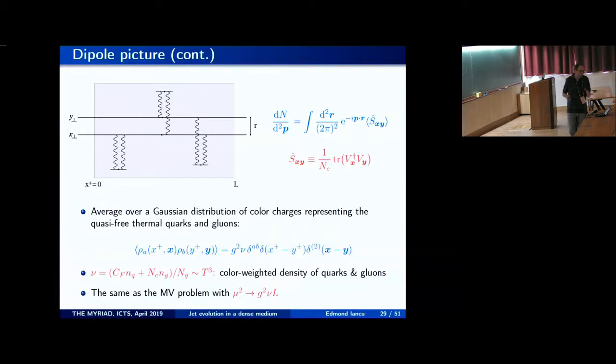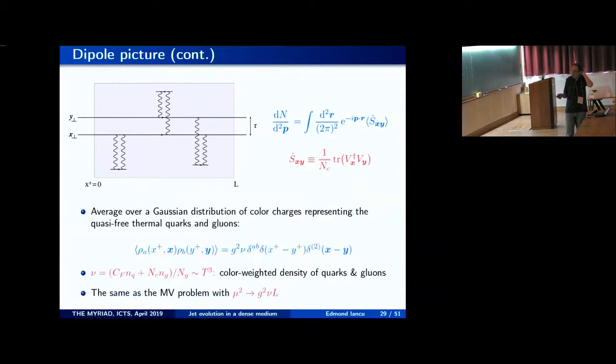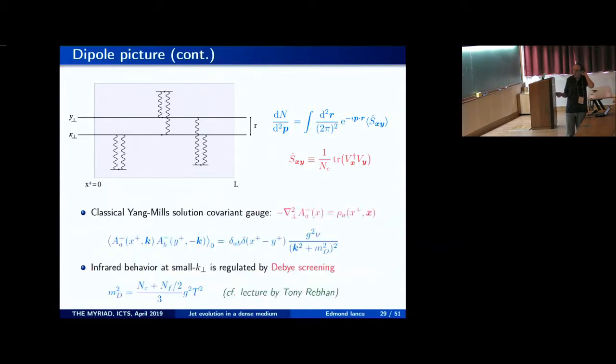g squared mu is the color charge squared per unit volume, and L is the size of the medium. So by multiplying g squared mu by L, you of course get the color charge squared per unit transverse area. Okay, given the color charge distribution, one can compute the gauge field distribution. We have to solve again the Poisson equation, because these fields are Coulomb exchanges, right?